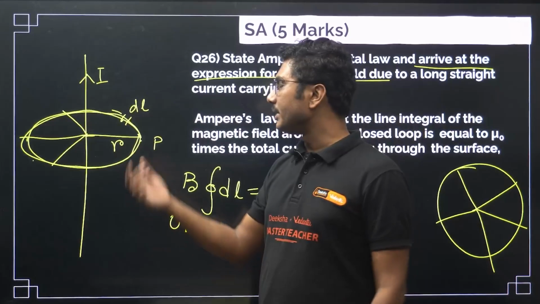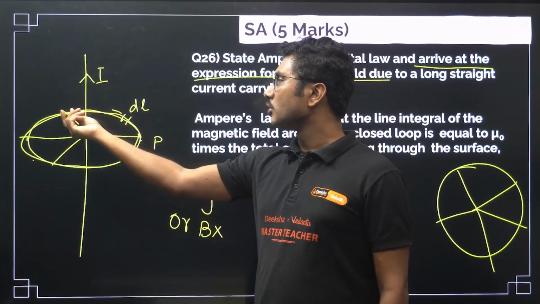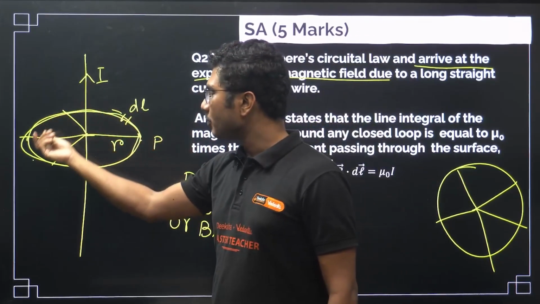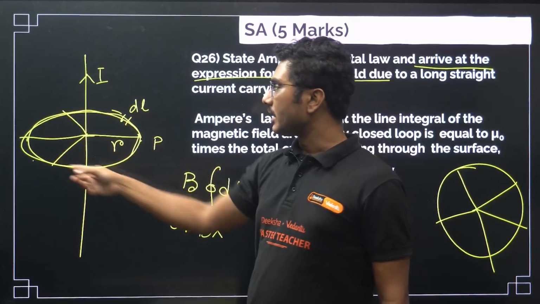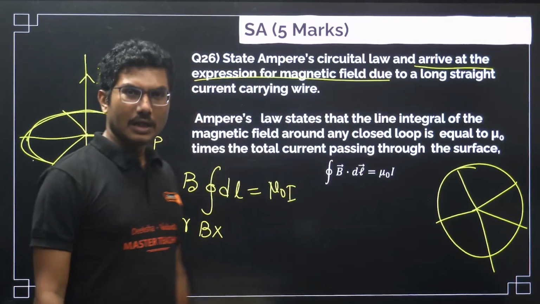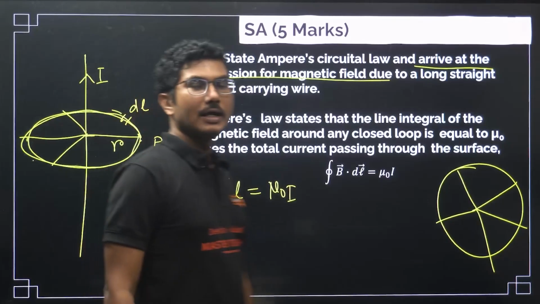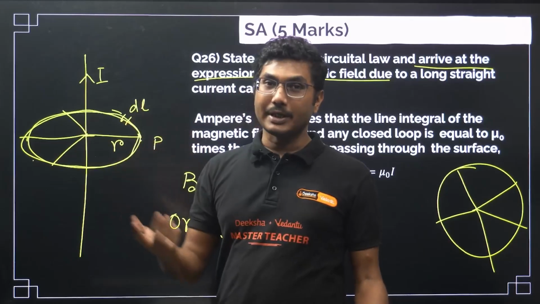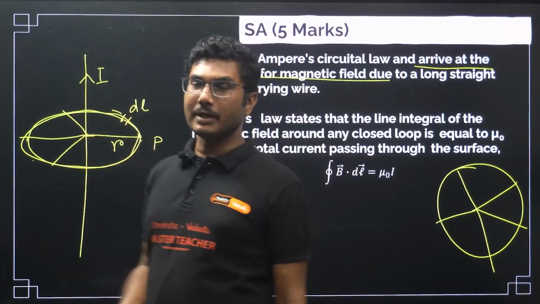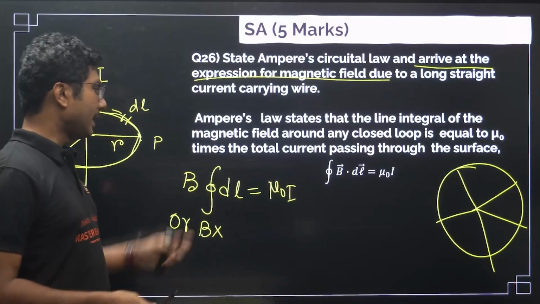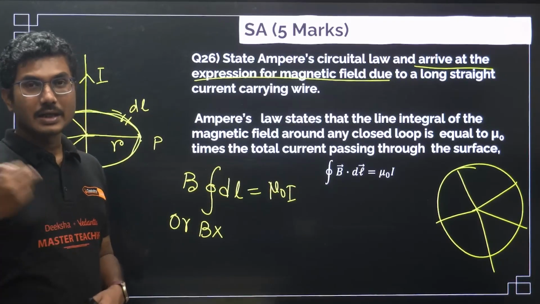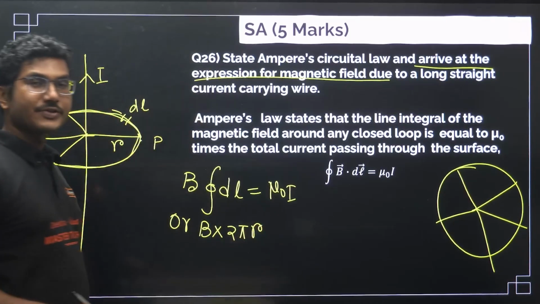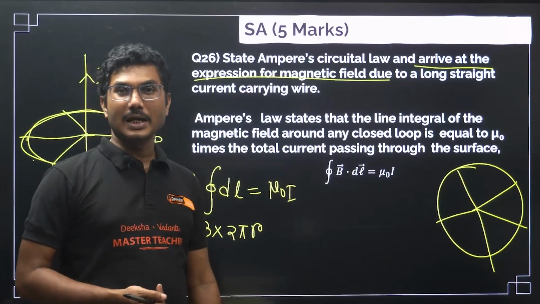So, integral dl means if you take a small portion dl and add all such possible portions in this circle, then you will get the closed integral dl. That means it is the circumference or perimeter of the circle. What is the circumference of a circle? Circumference of a circle is 2 pi r, area of a circle is pi r square.